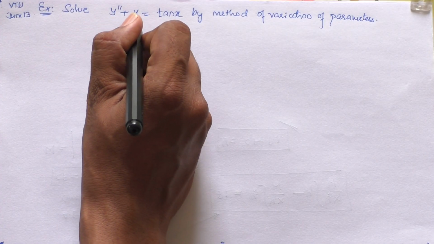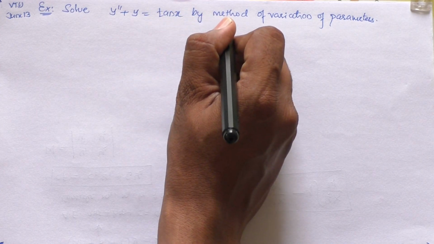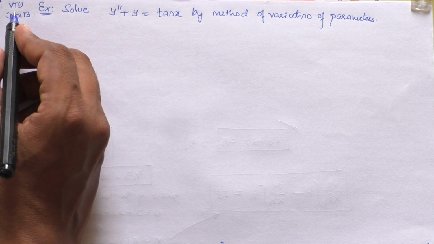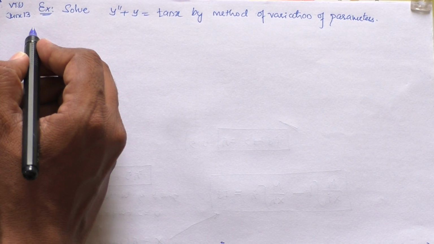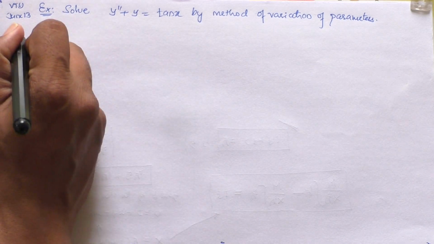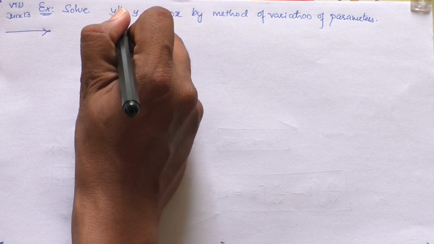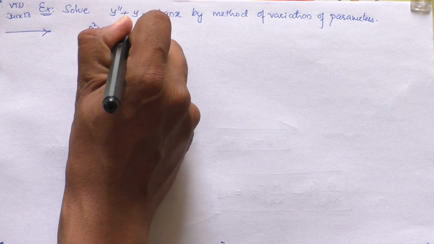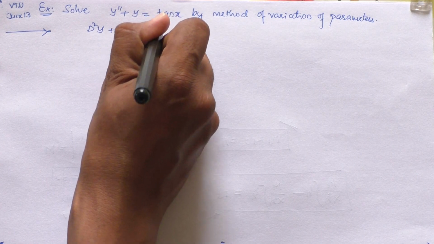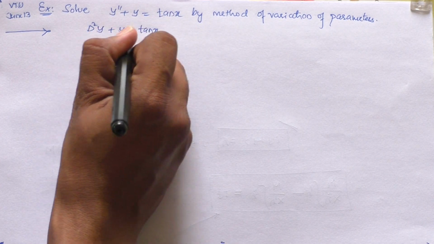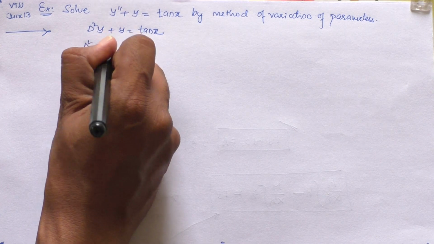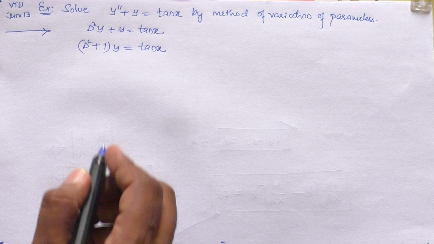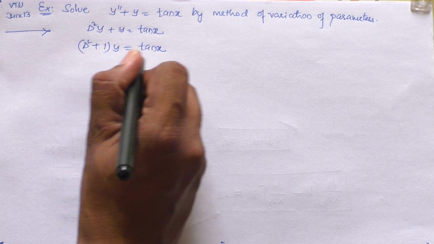Solve y double dash plus y equal to tan x by the method of variation of parameters. So this was asked in PTO exams in June 2013. So here we know y double dash means d square y plus y equal to tan x. So here if you take y common, it can be written as d square plus 1 into y equal to tan x. So here it is a non-homogeneous equation.